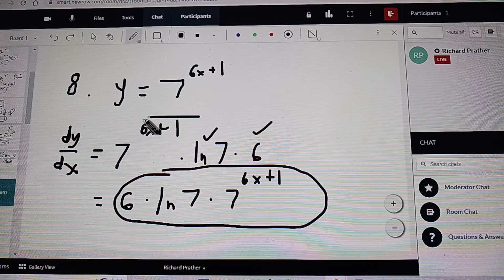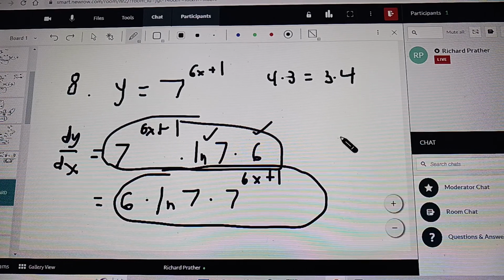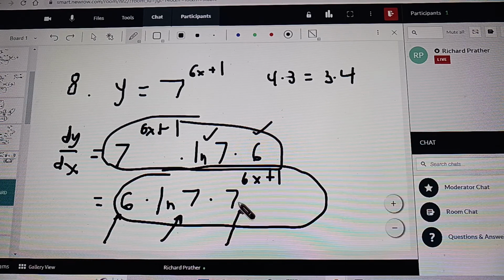This isn't wrong to write it this way, because in math, 4 times 3 is the same thing as 3 times 4. That's called the commutative property of multiplication. In multiplication, order doesn't matter. So if you have 3 things multiplied together, you can mix it up in whatever order you want. But just to make it easier on the reader, we put a regular constant first so they notice that. Then ln of a number next, and then the exponential last, so we know where the exponent starts and stops.